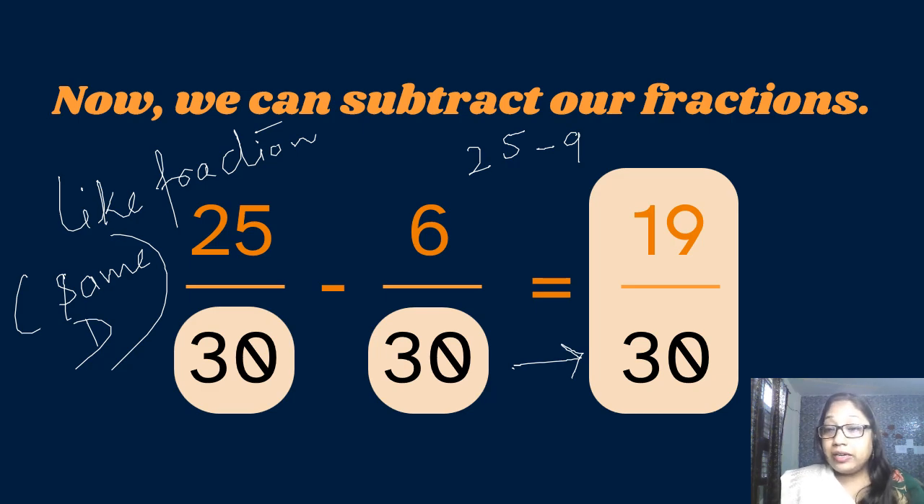19 upon 30 cannot be reduced or simplified further because 19 and 30 don't have the common factors, right? 19 और 30 किसी भी एक टेबल में एक साथ नहीं आते हैं. That's why 19 और 30 को हम रिड्यूस नहीं करेंगे. This is the final answer.